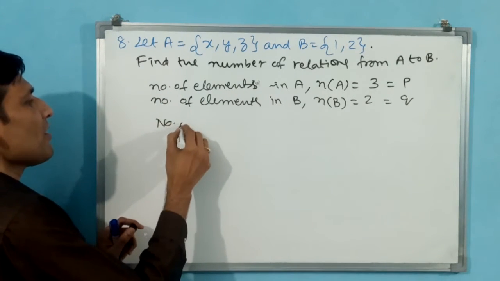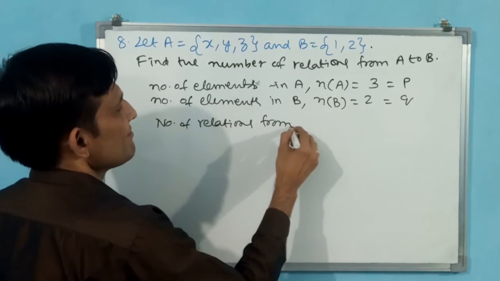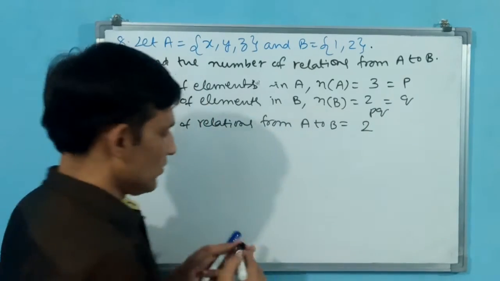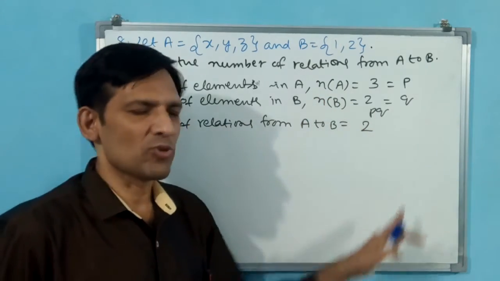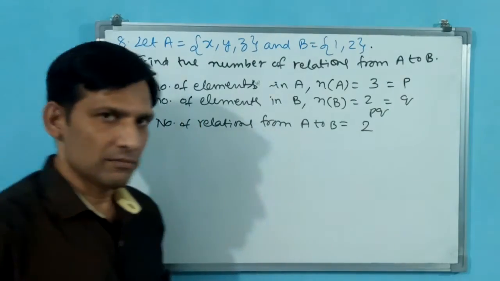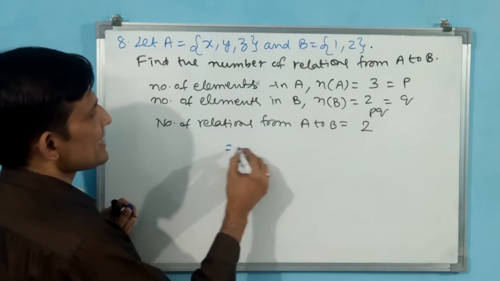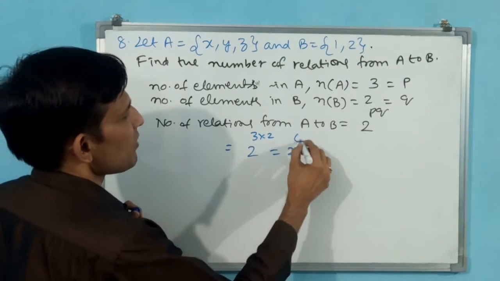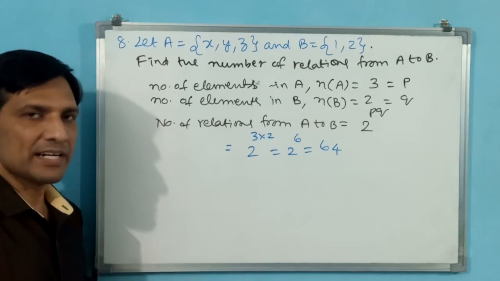Now you write number of relations from A to B is equal to 2 power PQ. If you don't use P and Q, you have to write 2 power n of A, n of B, which looks awkward. That is why let us take P and Q only. Then 2 power PQ means here 2 power 3 into 2, that is equal to 2 power 6, that is equal to 64. This is your answer. Okay, you understand?